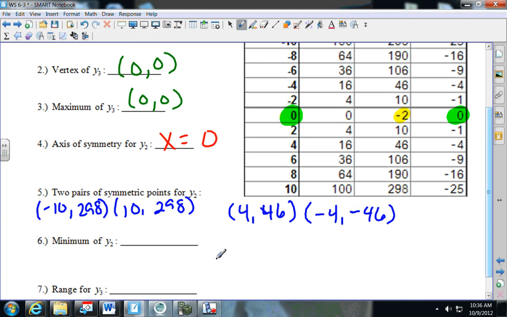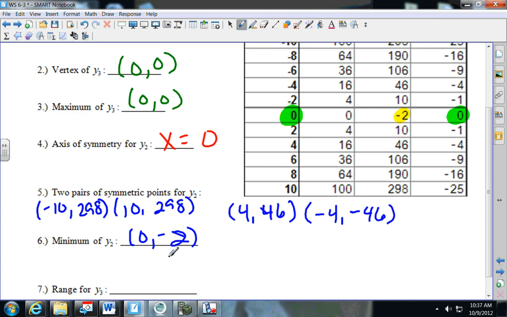What is the minimum of Y2? Y2, these numbers are all large, so now they're getting smaller, smaller, smaller. This is the smallest number they get to, and they go back up. My minimum is 0, -2. Minimums and maximums are the vertexes. It just depends on if the parabola is open upward or downward.